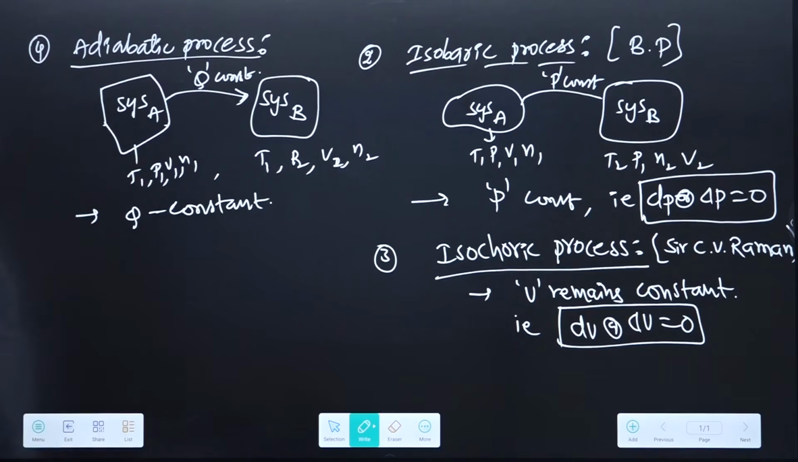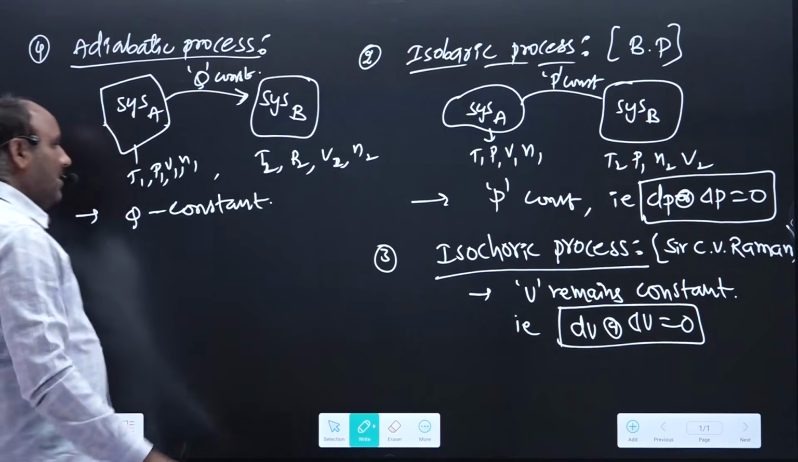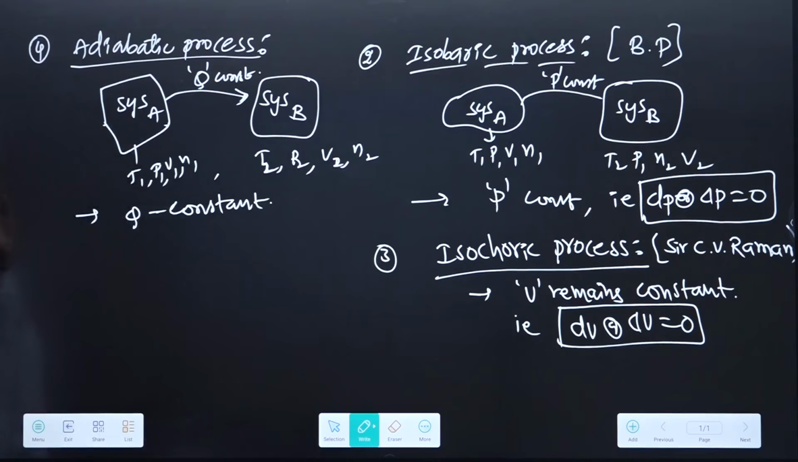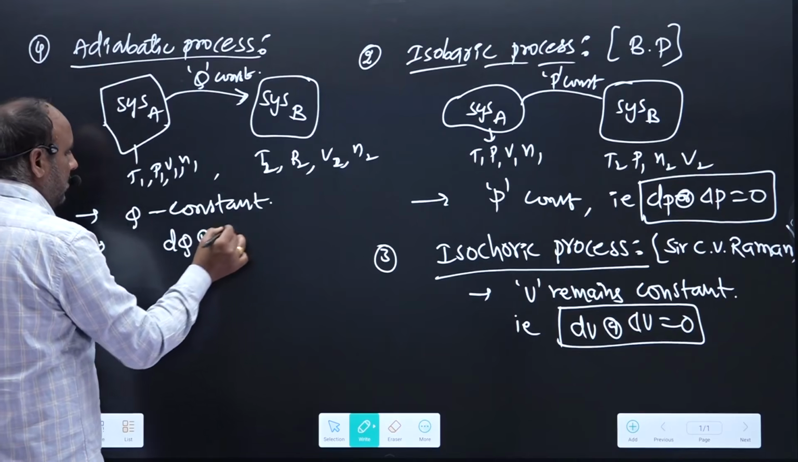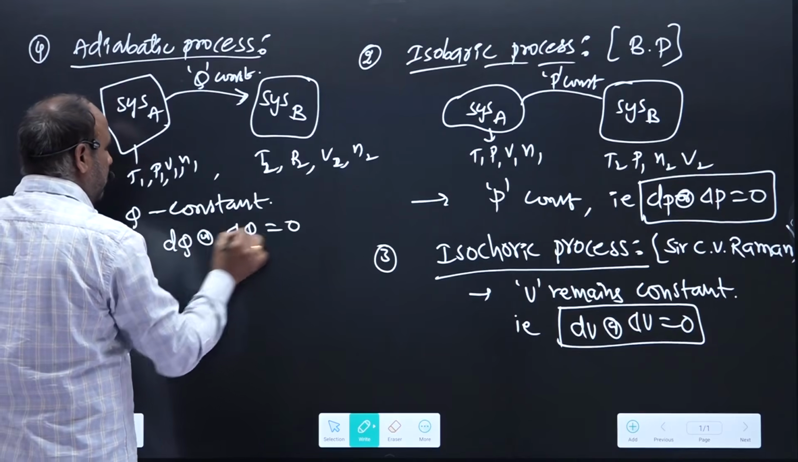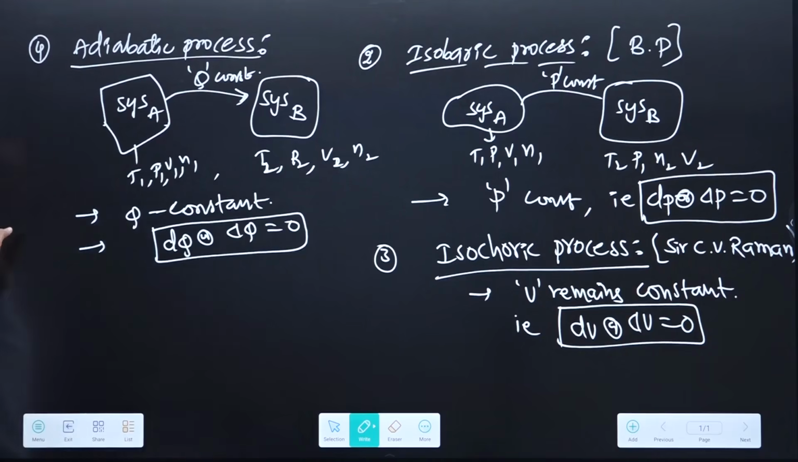Heat is a form of energy that is due to temperature difference only. Whenever a temperature difference is there, we get heat energy. When heat energy is constant, what about dQ? Delta Q is equal to 0. This is the adiabatic condition.